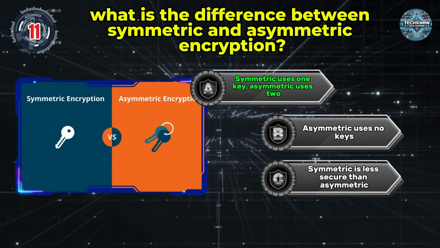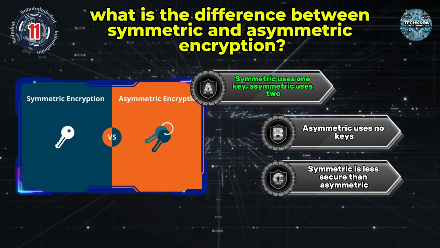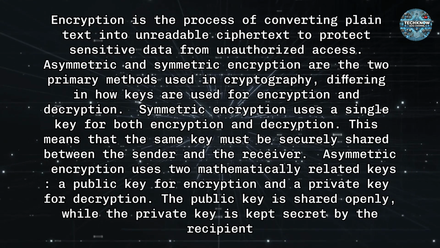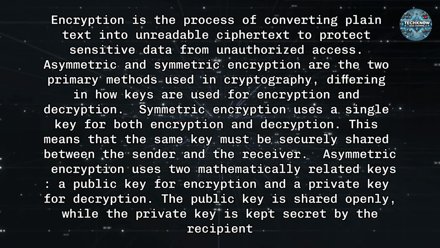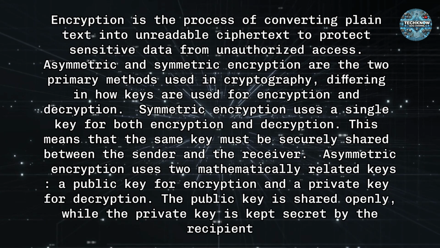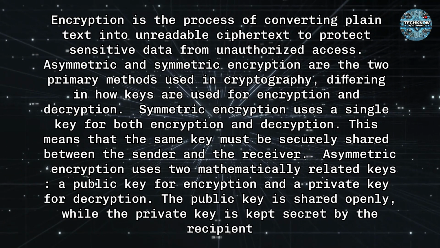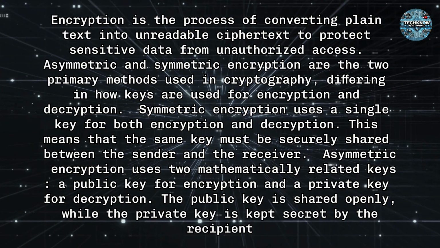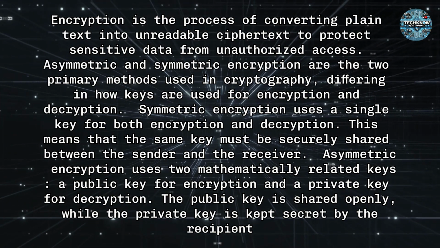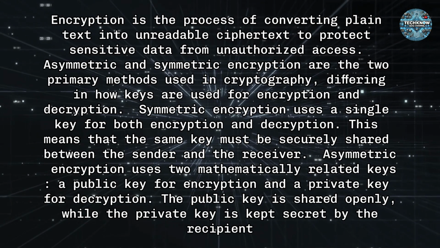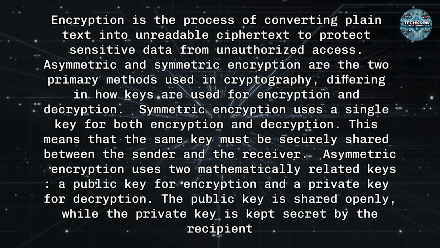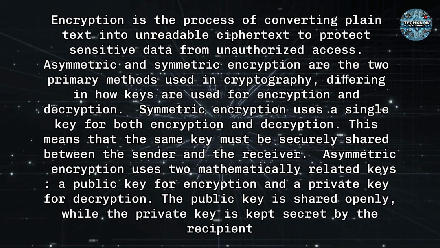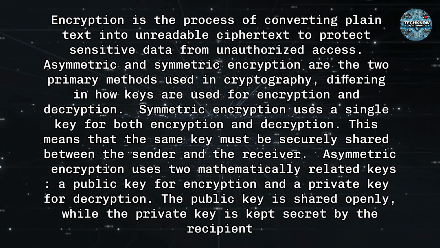Symmetric uses one key, asymmetric uses two. Encryption is the process of converting plain text into unreadable ciphertext to protect sensitive data from unauthorized access. Asymmetric and symmetric encryption are the two primary methods used in cryptography, differing in how keys are used for encryption and decryption. Symmetric encryption uses a single key for both encryption and decryption.